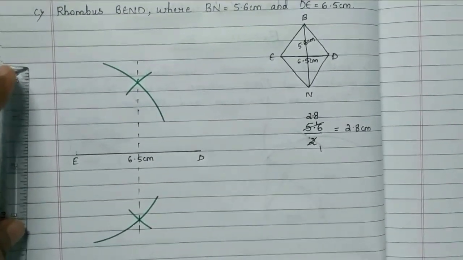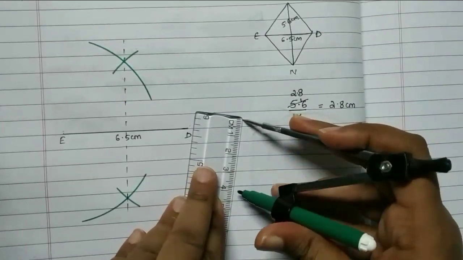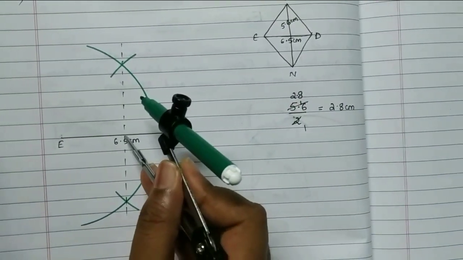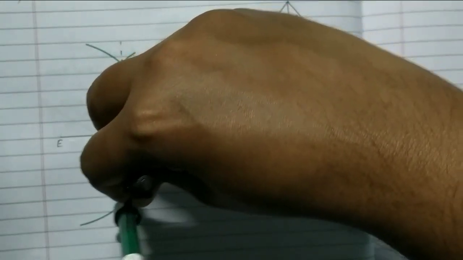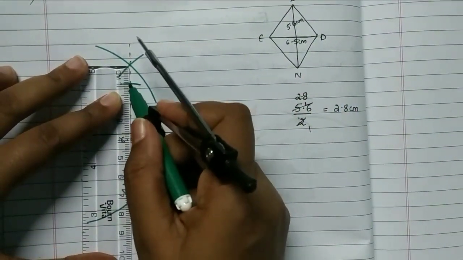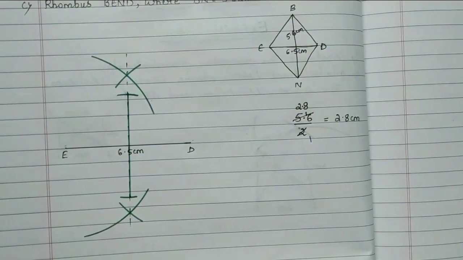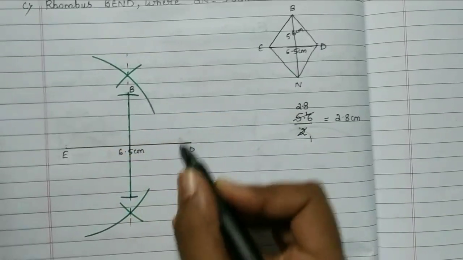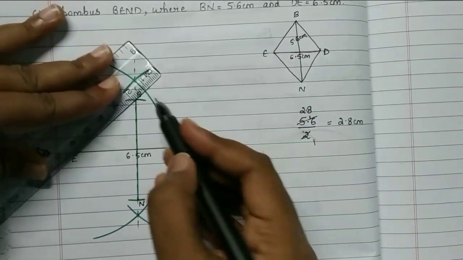Okay, now taking the distance of 2.8 centimeter here. So let us take the distance of 2.8 centimeter here. Okay, and keeping at the center point, we have to cut an arc here as well as this side. Okay, so we will make these points darker. Okay, now this point is nothing but our B, as well as this point is N. So now let us join these points.